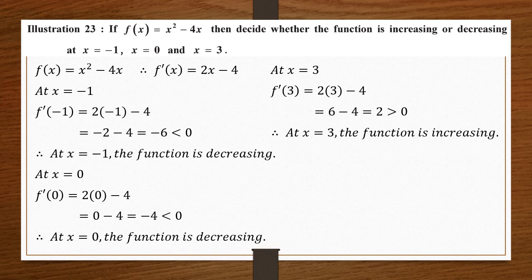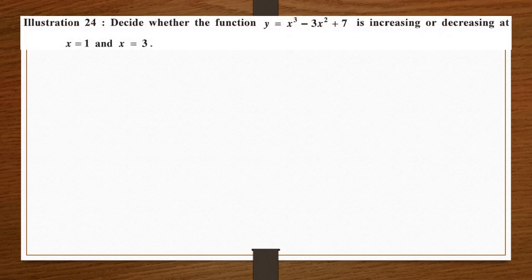That means at x is equal to 3, the function is increasing. So are you getting my point here, that when x is -1, the function is decreasing, when x is 0, the function is decreasing, but at x is equal to 3, the function is increasing. We will take one more example, one more illustration to understand it still better. y is x cube minus 3x square plus 7, and we have to check whether it is increasing or decreasing at x is equal to 1 and x is equal to 3.